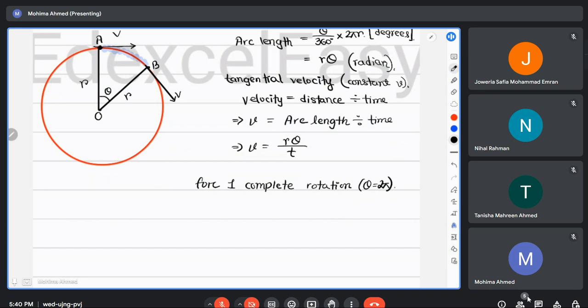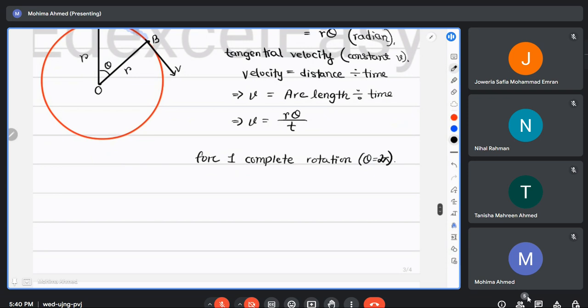Theta is 2 pi. So in that case, if the value of your theta is 2 pi, I can now write the tangential equation as r, and instead of writing theta, I'm just going to input the value of theta over here, that is 2 pi by t. So I'm going to rearrange and write the equation lastly as 2 pi r divided by t.